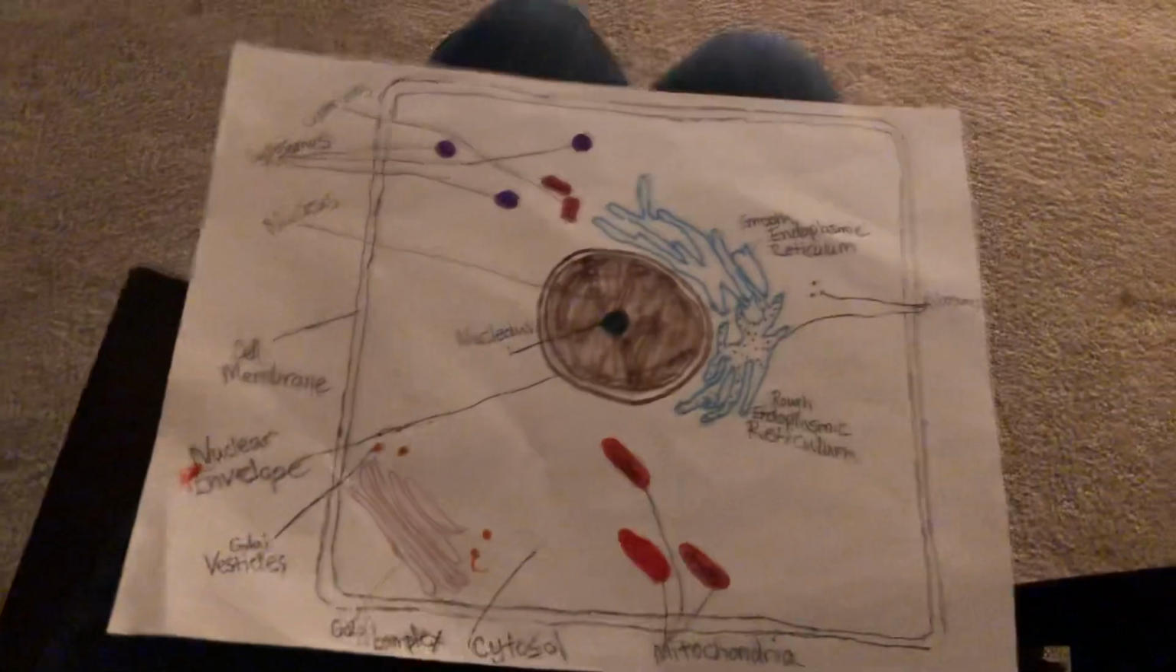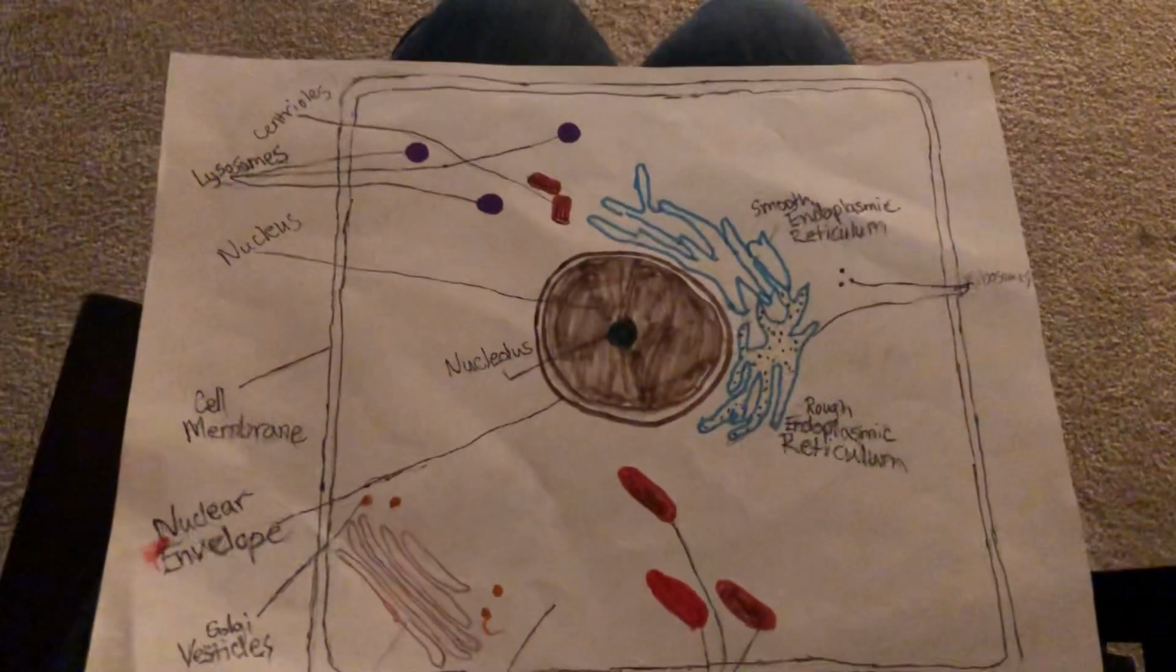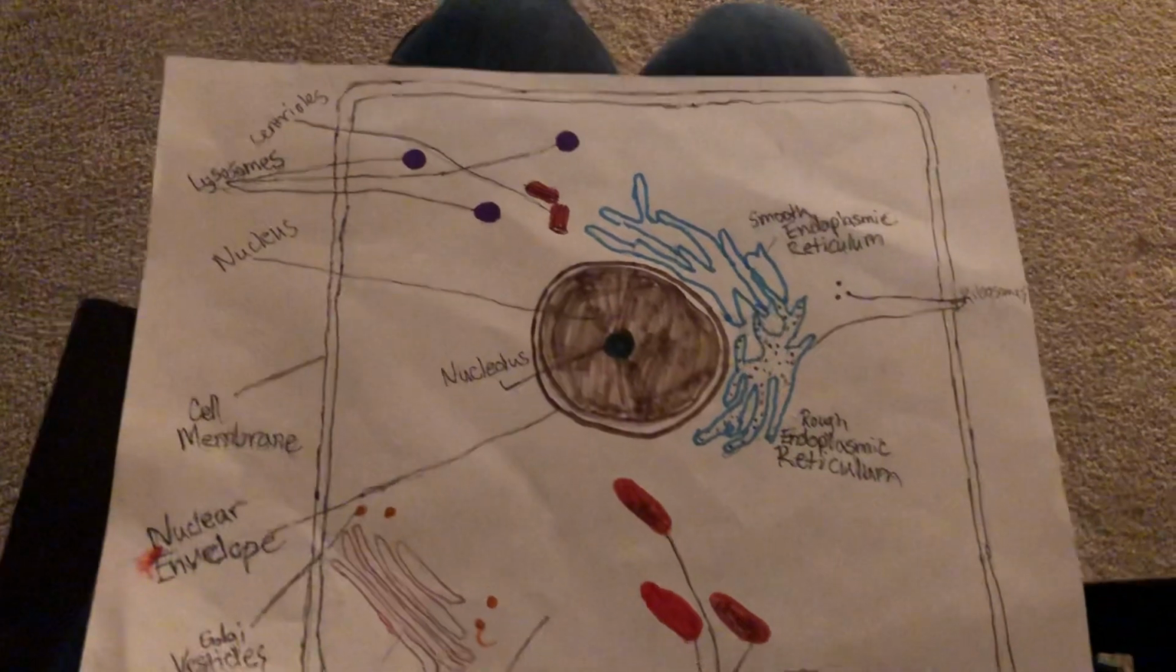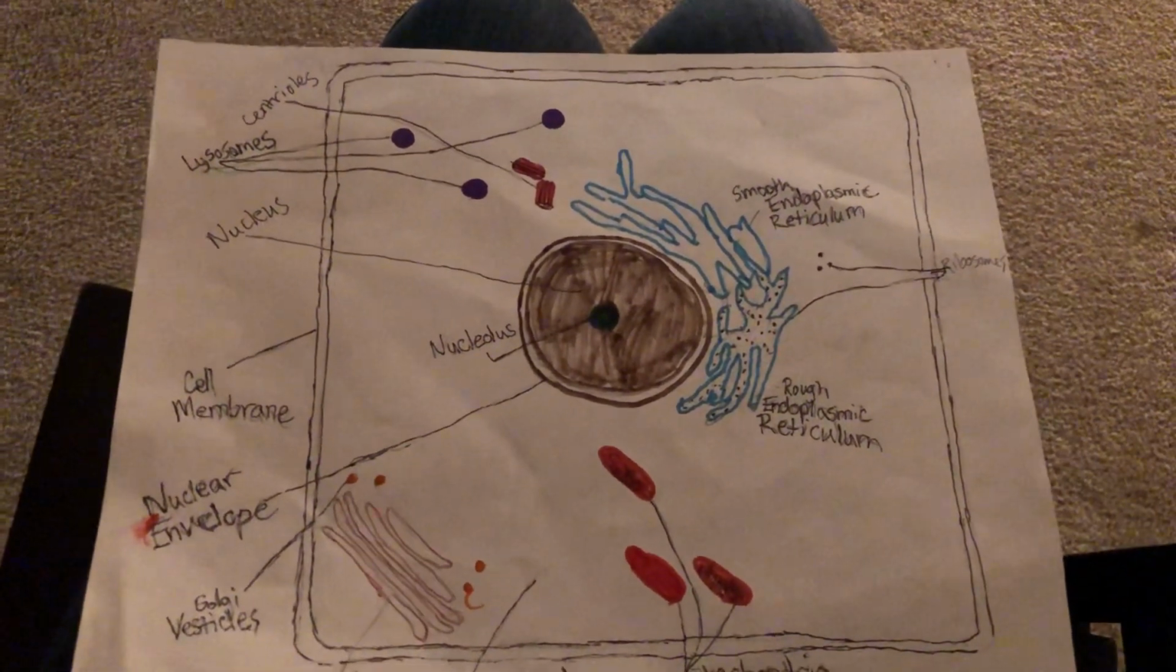Now, the cell membrane defines and protects the cell, and it helps control what goes in and what goes out of the cell.